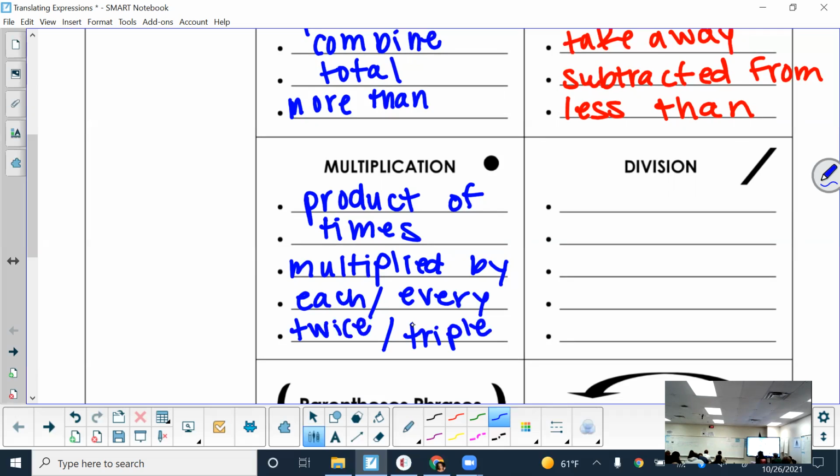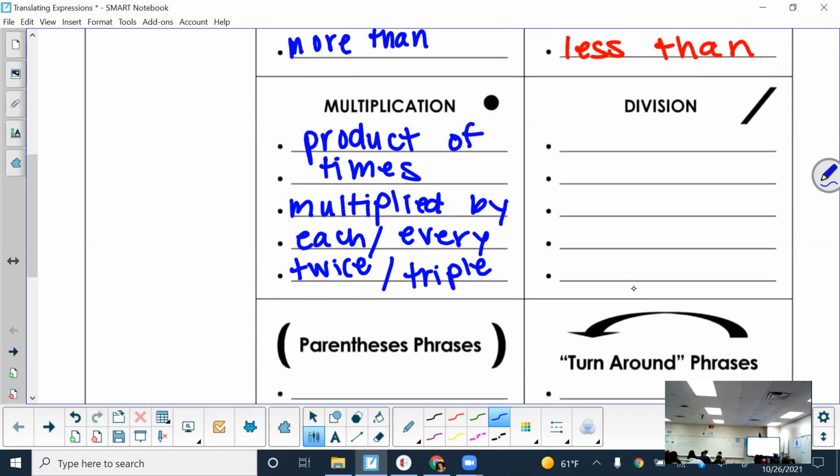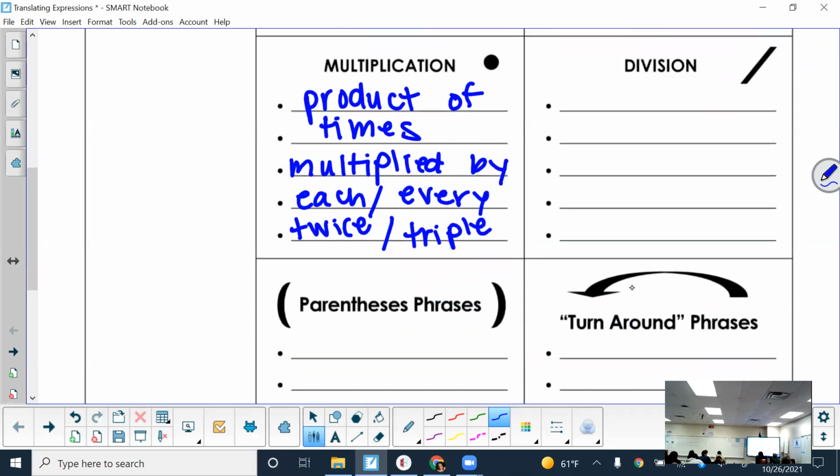All right, so then division. Does order matter with division? Yes, so I'm just gonna make a little note of that. Order matters. So what are some words for division?